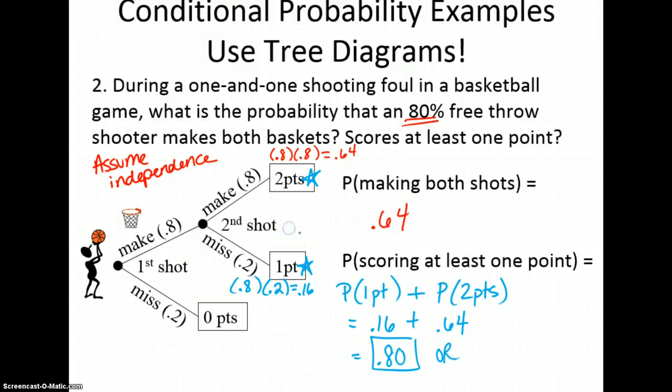Or what we could have done is used our complement. Probability of at least 1 point is going to be 1 minus the probability of 0 points. And we found here 0 points is 0.2. So 1 minus 0.2 is 0.8. You could have attempted this problem either way.